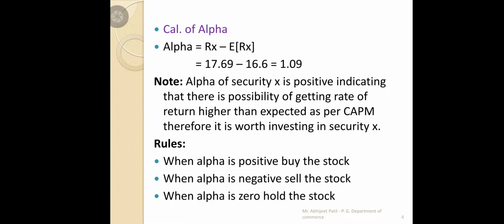You should remember these golden rules of CAPM. When alpha is positive, you should buy the stock, meaning the investor has to purchase the stock of the company. When alpha is negative, you should sell the stock in the stock market. And when alpha is 0, you should hold the stock, meaning you cannot buy or sell the stock of that company. So this is what relates to question number 1.